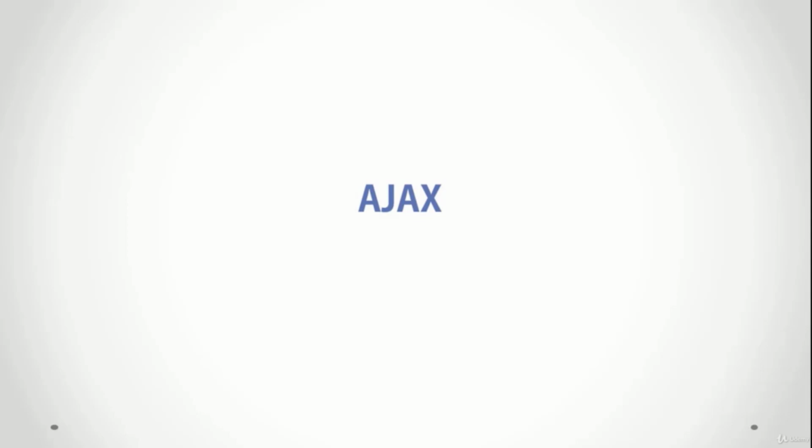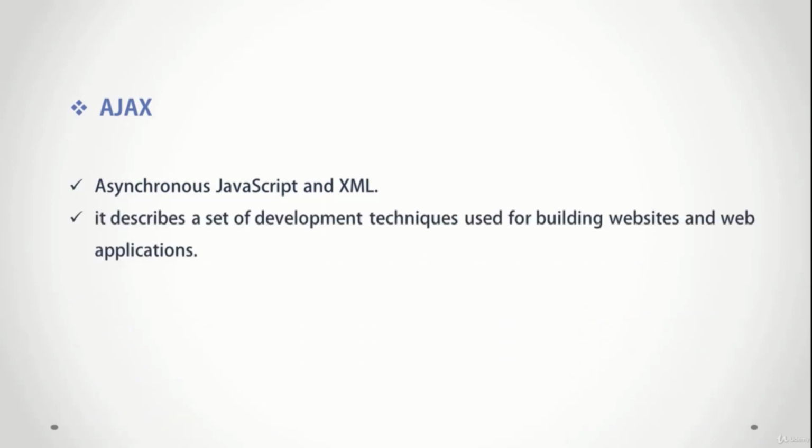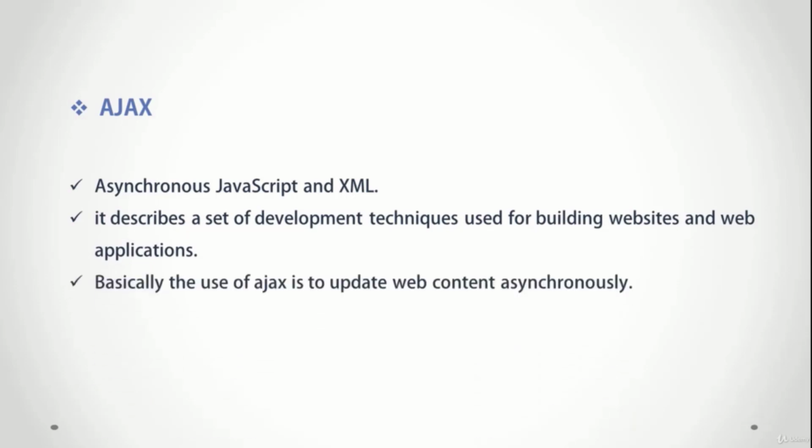In this tutorial, we will understand what is Ajax. Ajax is the most viable rich internet application technology so far. It is getting tremendous industry momentum and several toolkits and frameworks are emerging. We need to first understand what is Ajax. Ajax is an acronym that stands for Asynchronous JavaScript and XML, and it describes a set of development techniques used for building websites and web applications.